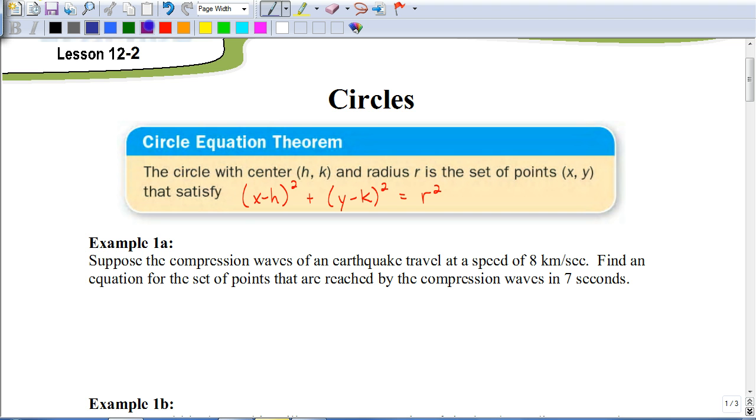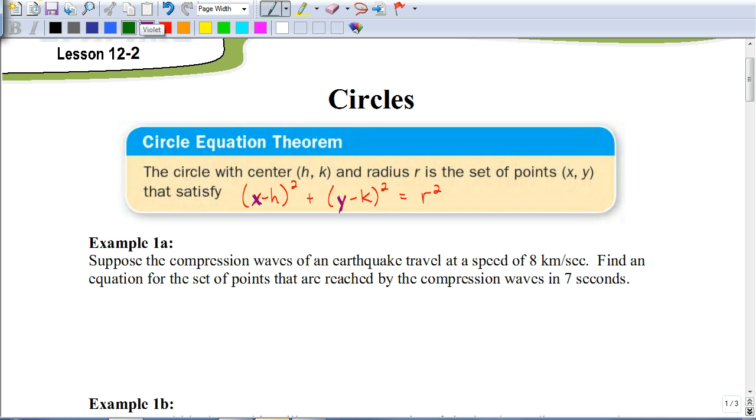Now when you're writing an equation, the x and the y here will always be an x and a y. Okay? The rest of these variables will be replaced with numbers. The h and the k refer to the center of the circle, where the r refers to the radius of the circle. Let's look at how we can apply this formula to a story problem here.